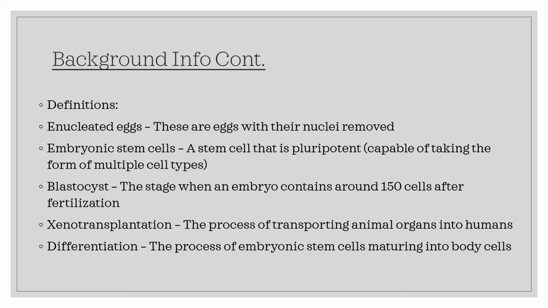The next word is xenotransplantation. This is the process of transporting animal organs into humans. The last one is differentiation. This is the process of embryonic stem cells maturing into body cells. Now we shall show you a video re-explaining these concepts.